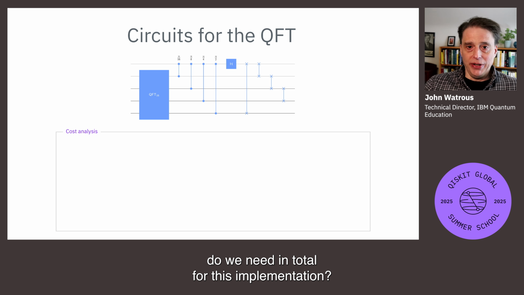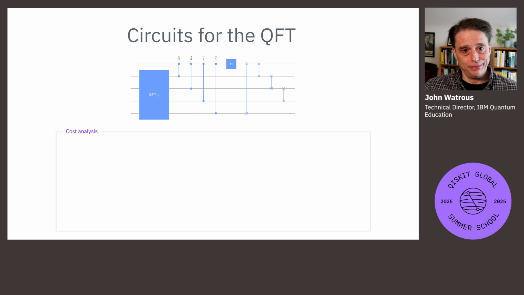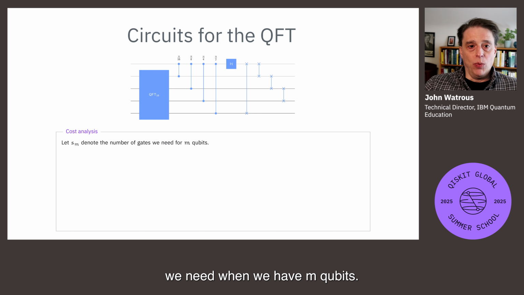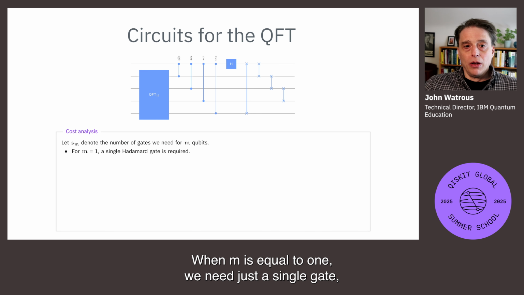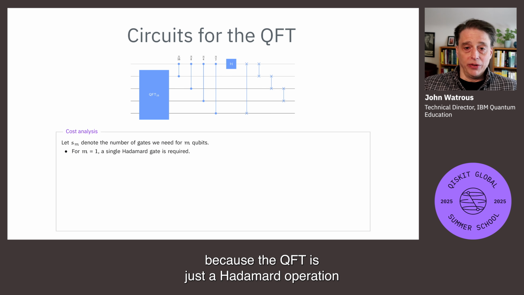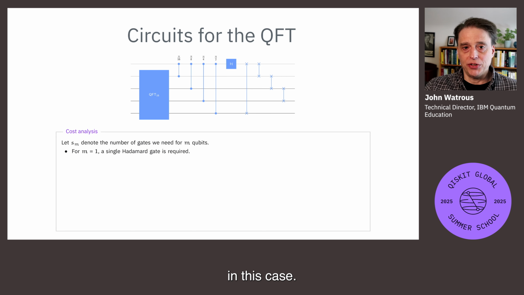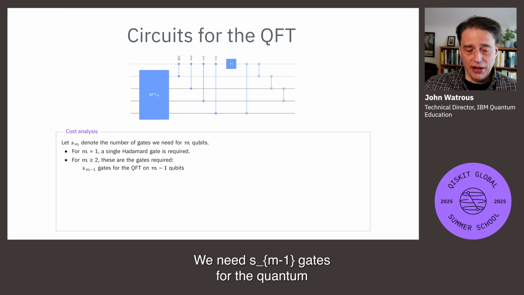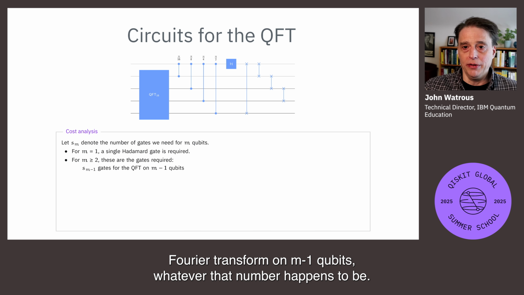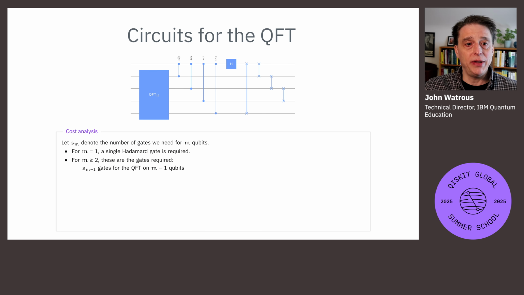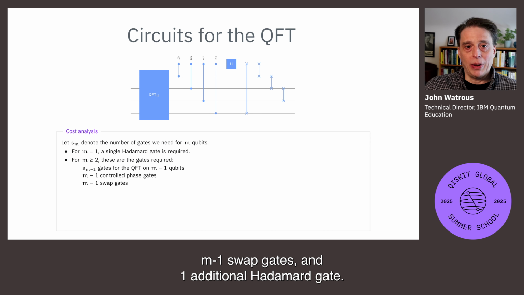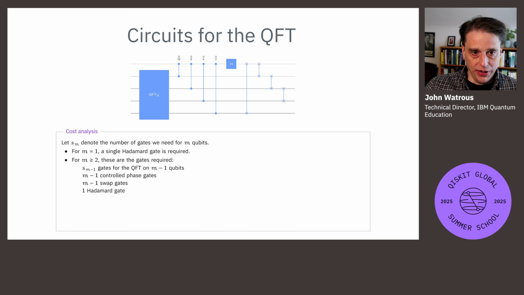So how many gates do we need in total for this implementation? Well, to figure it out, let's let S_m be the number of gates we need when we have m qubits. When m is equal to 1, we need just a single gate because the QFT is just a Hadamard operation in this case. If m is at least 2, then these are the gates that we need. We need S_(m-1) gates for the quantum Fourier transform on m-1 qubits, whatever that number happens to be. We need m-1 controlled phase gates, m-1 swap gates, and 1 additional Hadamard gate.